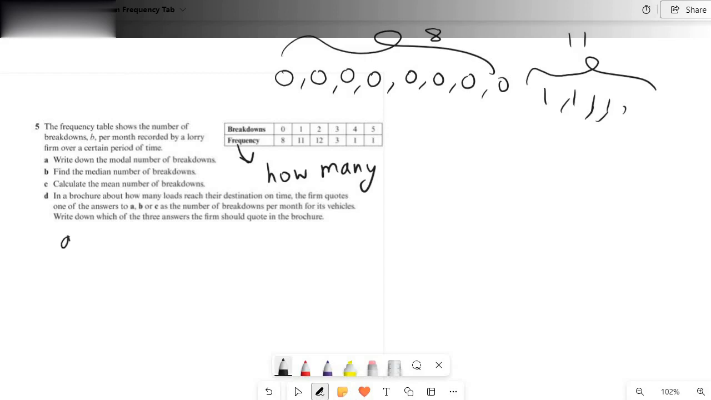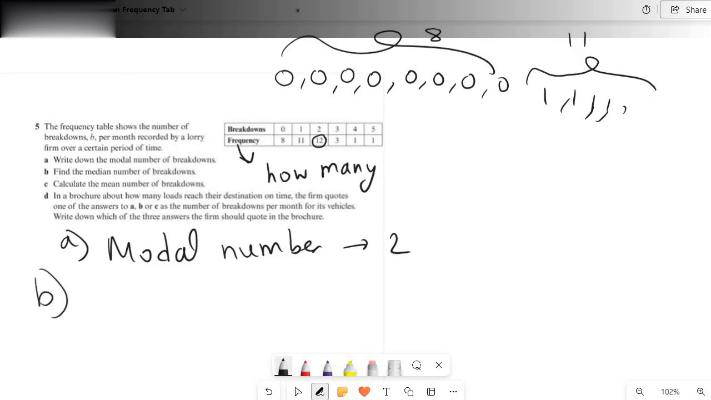So for number A, to find the modal number of breakdowns, we have to look at the number of breakdowns that has the greatest frequency, or the most number of times it has occurred. So this is going to be 12 because it is the greatest number. So therefore, the modal number of breakdowns is going to be 2, because 2 has occurred 12 times, which is the greatest of all of the data.